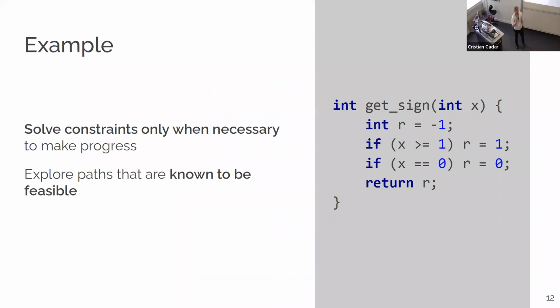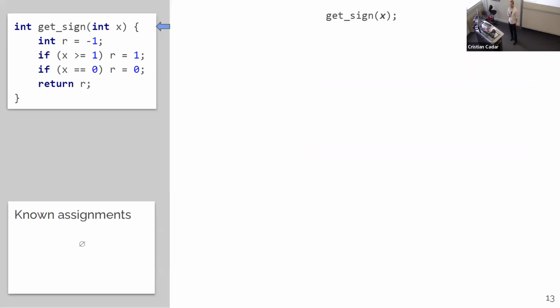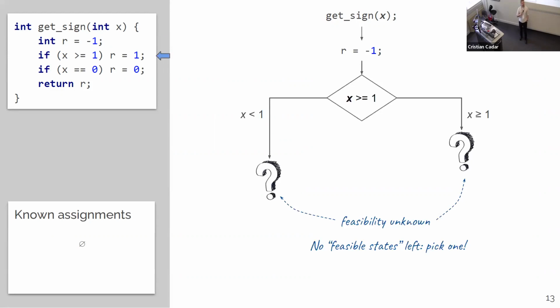So let's start with an example just to show you how that works. This is a classical example from the KLEE repository. We have a getSign function. It returns -1 for negative numbers, 1 for positive numbers, or 0 for 0. We start with a call. X is symbolic. We execute the first statement, that's fine. We assign -1 to R. And then we hit the first symbolic branch instruction.